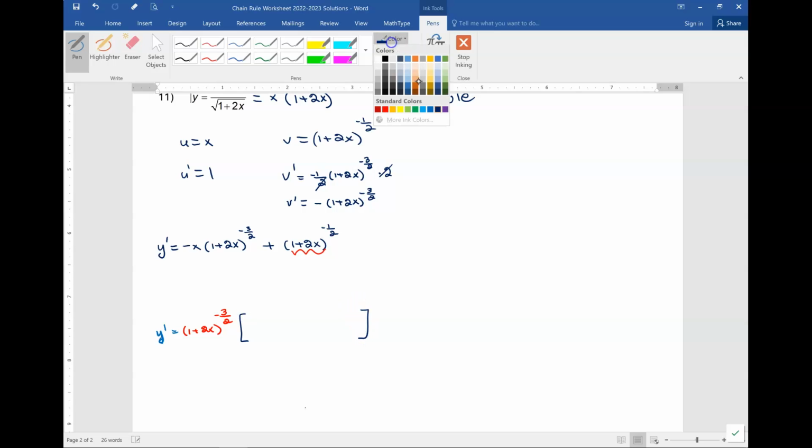Okay, so here's what we're going to do. In the beginning, if you want, just write that out. It is going to be negative x. Good. 1 plus 2x to the power of negative 3 over 2. Okay, so do you see why this and this will go away? Because you're dividing by the same thing, so you just have negative x left? Okay.